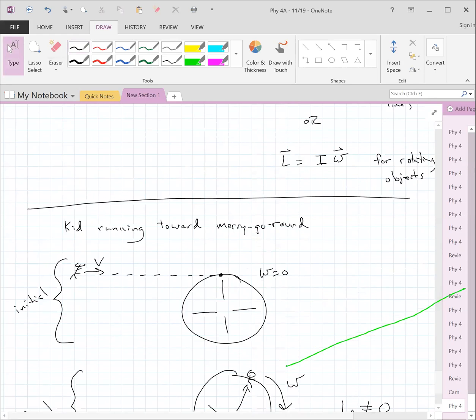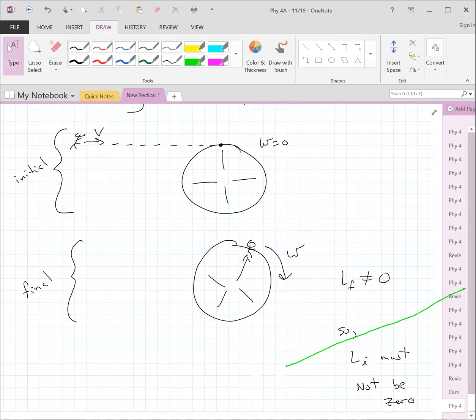So the disk is not moving. So the kid running in a straight line has to have angular momentum. And the reason the kid running in a straight line has angular momentum is because when the kid collides with the merry-go-round, it starts rotating. The kid might be running in such a way that the merry-go-round does not start rotating, and then the kid would not have angular momentum. So let's look at this example.